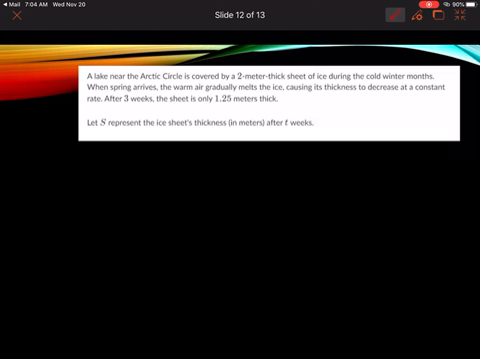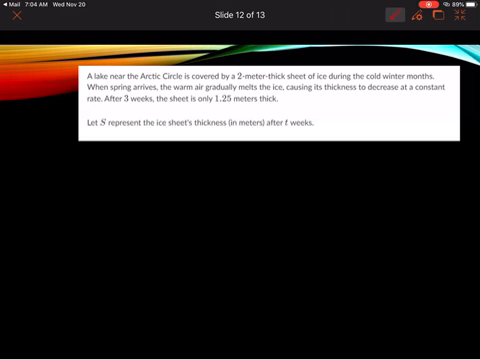A lake near the Arctic Circle is covered by a 2-meter thick sheet of ice during the cold winter months. When spring arrives, the warm air gradually melts the ice, causing the thickness to decrease at a constant rate. After 3 weeks, the sheet is only 1.25 meters thick. Let S represent the sheet of ice thickness in meters after T weeks.